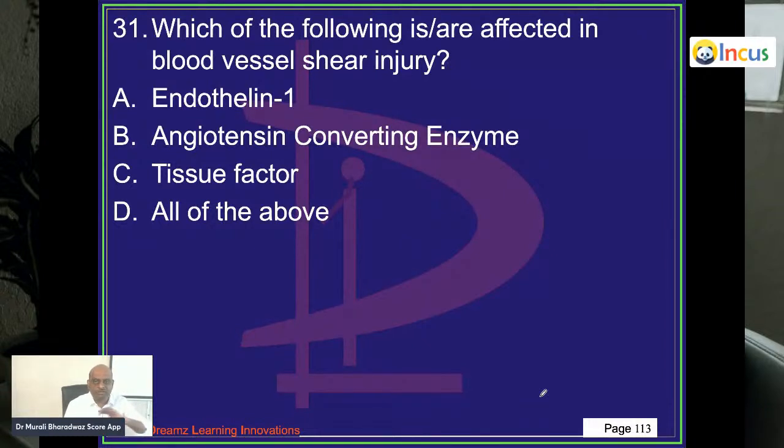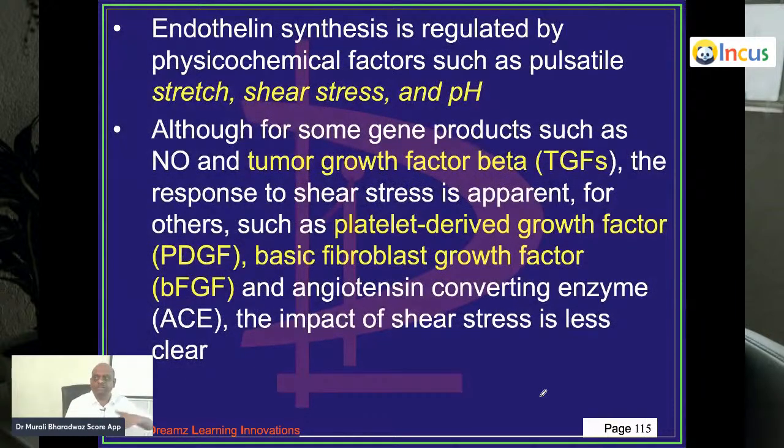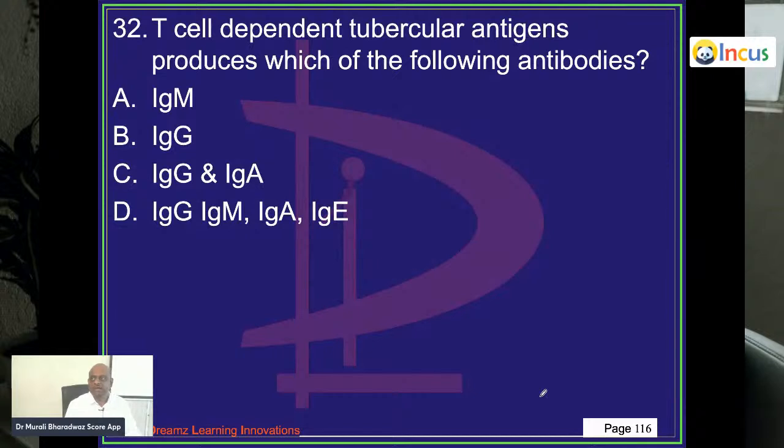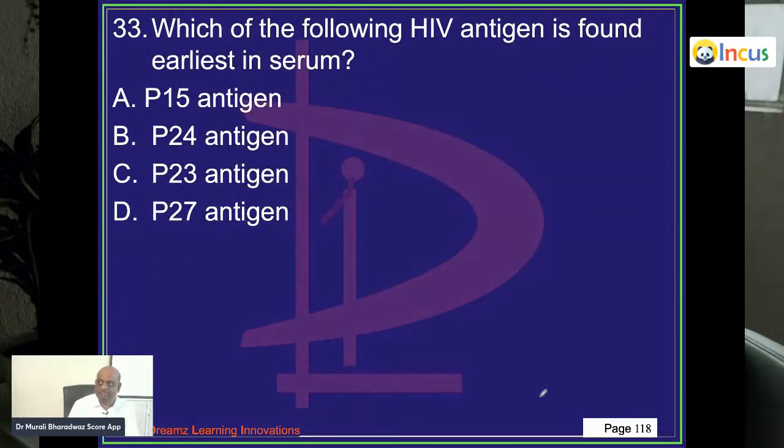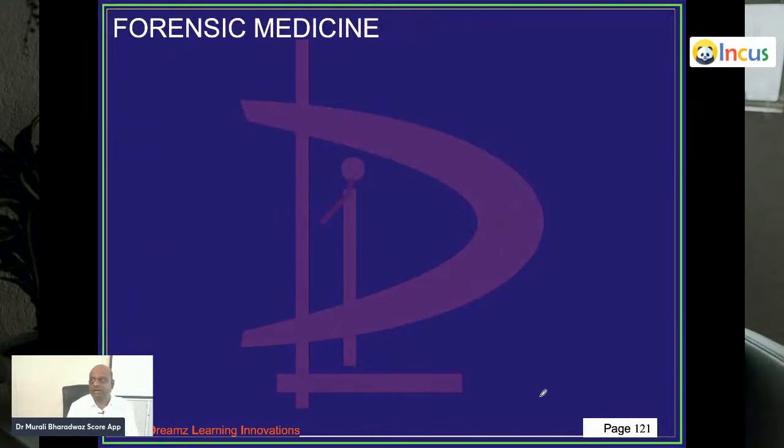Whenever blood vessel shear injury is there, tissue factor, angiotensin converting enzyme, endothelin 1, they're all basically released. T-cell dependent antigens produce both IgG and IgA, not IgM. Earliest to be found in the serum of HIV is P24 antigenemia, very sensitive, right?